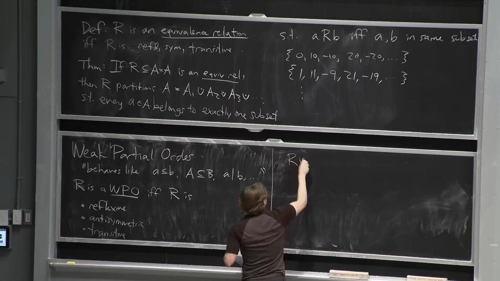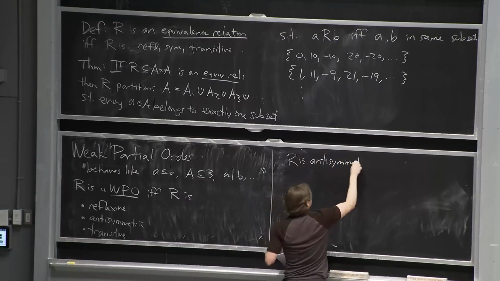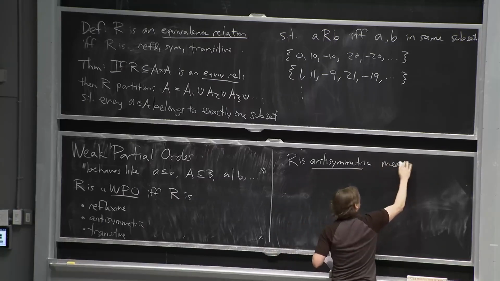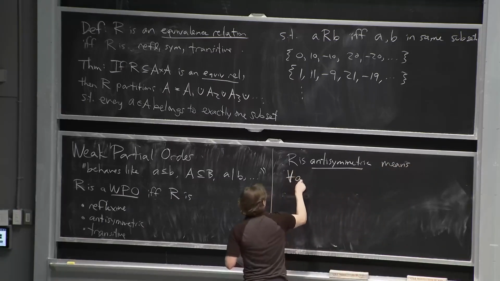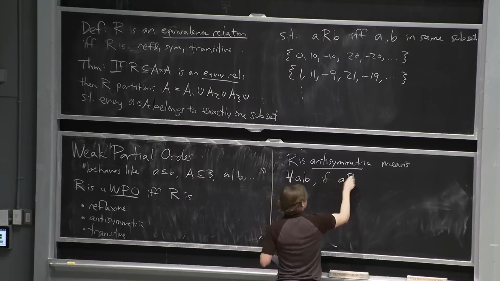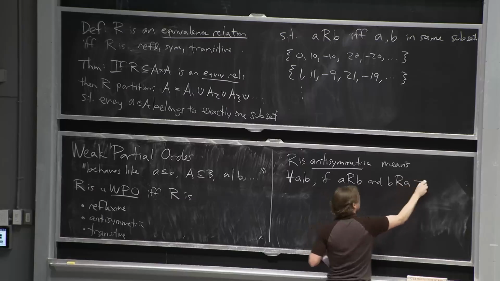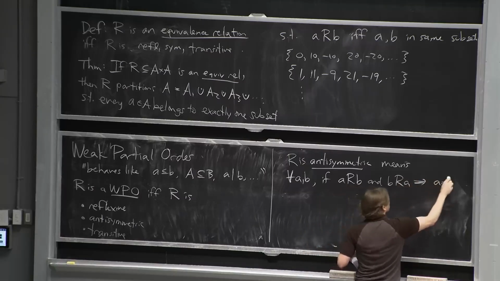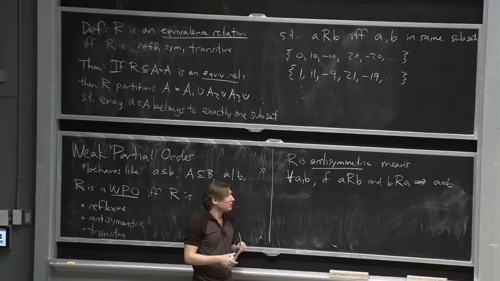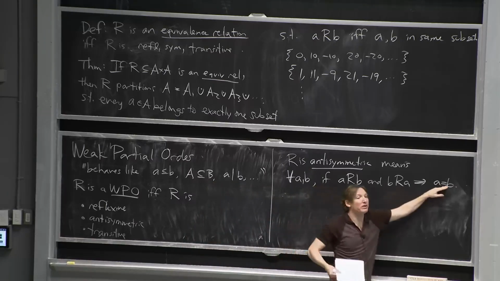So R is anti-symmetric means for all A and B, if A relates to B and B relates to A, then A equals B. So the only way that you relate in both directions is if you're comparing yourself to yourself.